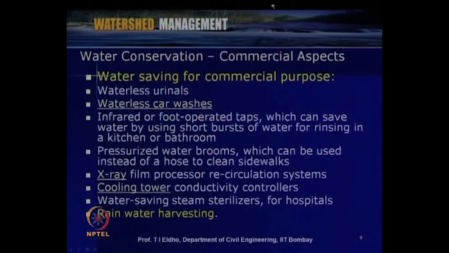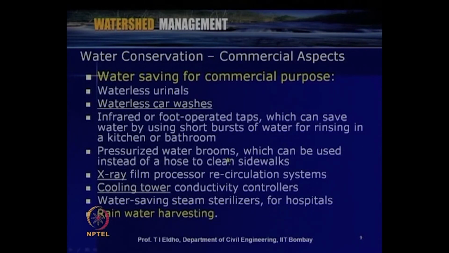Then next, when we look into commercial aspects, commercial buildings or the various commercial complexes can reduce the use of water. Water is used for toilet blocks, urinals, or washing cars or automobiles. Some of the aspects we can consider are waterless urinals, then waterless car washes, then infrared or foot operated taps, which can save water by using short bursts of water for rinsing in a kitchen or bathroom. Then pressurized water brooms, which can be used instead of a hose to clean sidewalks, then X-ray film process recirculation systems, then cooling tower conductivity controllers, water saving steam sterilizers for hospitals, then rainwater harvesting.